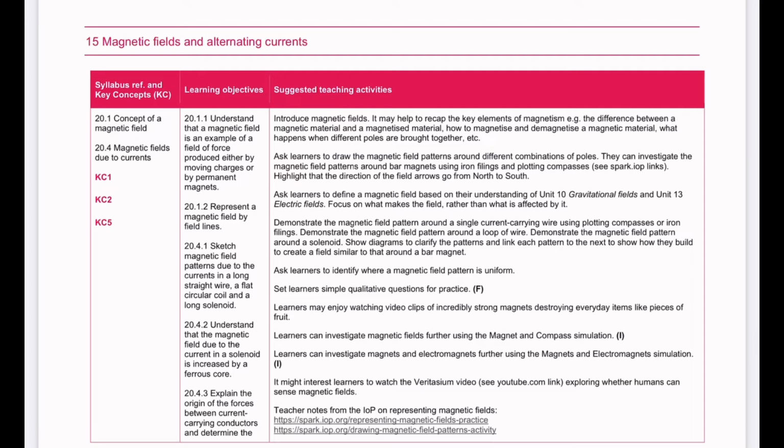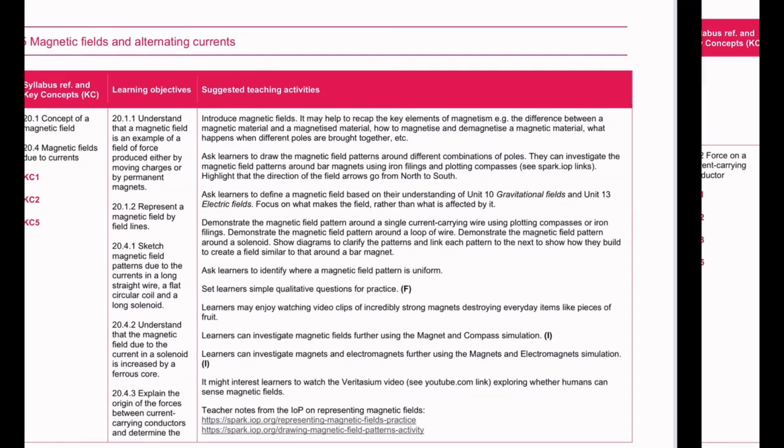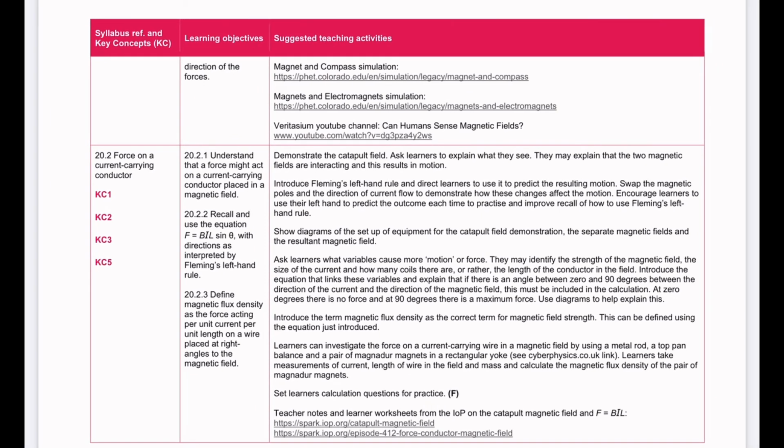Learning objectives. 20.4.1. Sketch magnetic field patterns due to the currents in a long straight wire, a flat circular coil, and a long solenoid. 20.4.2. Understand that the magnetic field due to the current in a solenoid is increased by a ferrous core. 20.4.3. Explain the origin of the forces between current-carrying conductors and determine the direction of the force.